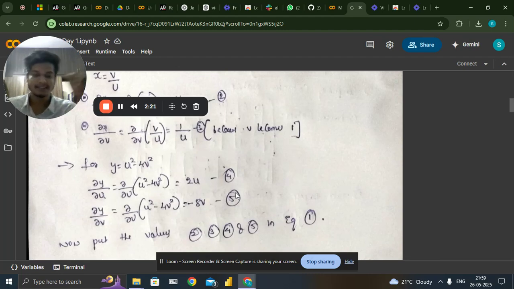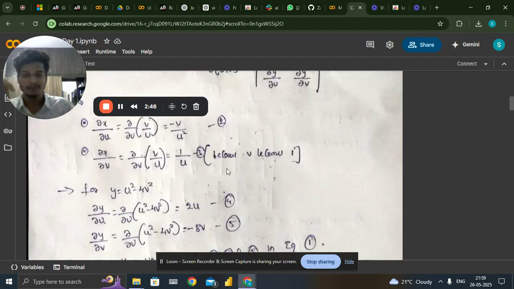That is equation 4. Next we differentiate y with respect to v, that is dou y by dou v. In this equation u is constant, so that term becomes 0, and we just need to differentiate minus 4v square. After differentiating minus 4v square with respect to v, it becomes minus 8v.